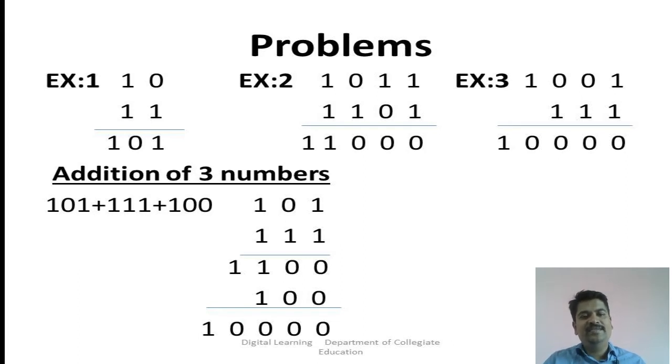In a similar way, we can add three binary numbers, with exactly the same method. First add the two binary numbers 101 and 111. It will give you 1100. After adding the two binary numbers, add another binary number to this answer. It will give you the final answer. Very simple way of adding. So this is a simple addition of binary numbers.